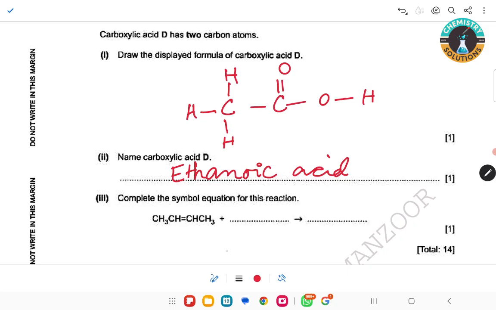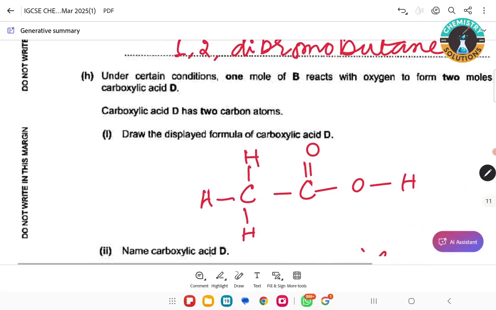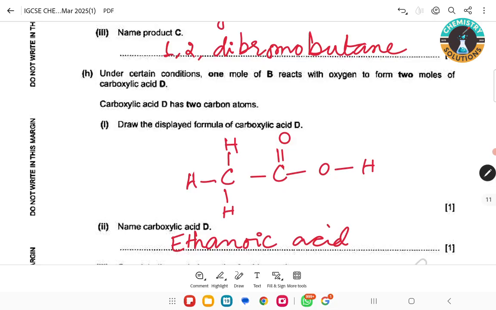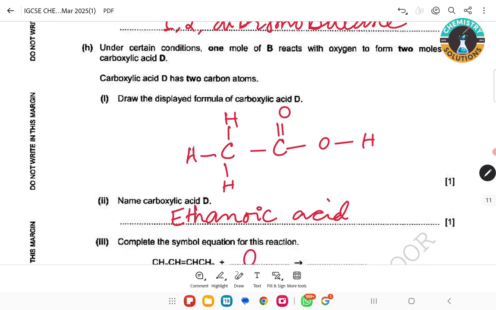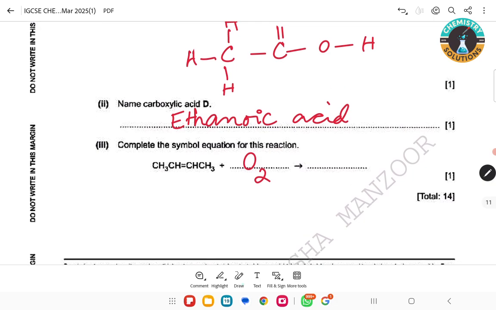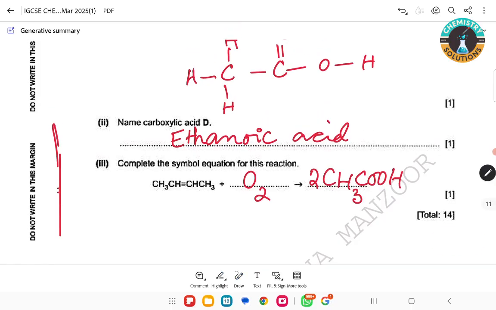Complete the equation for the reaction. B reacts with oxygen to form 2 moles of carboxylic acid. It is going to give us 2 moles of ethanoic acid. So this is the end of the paper.